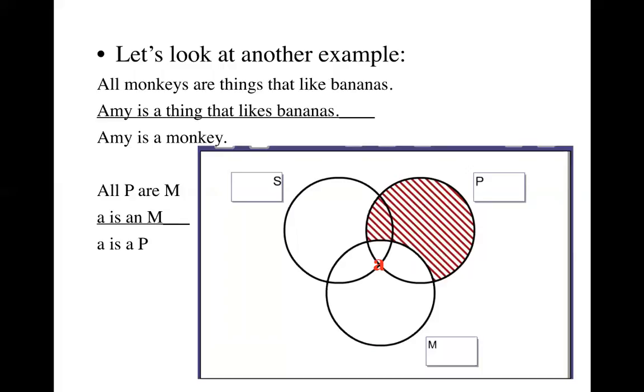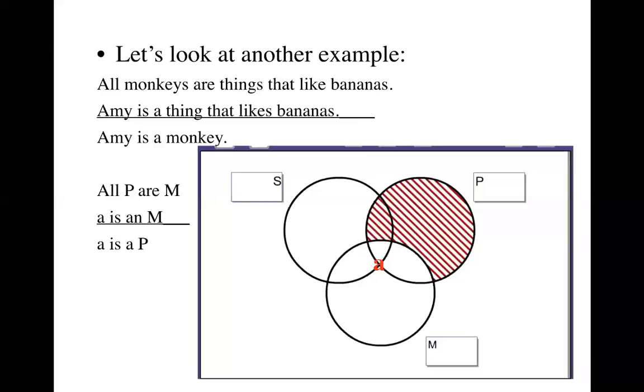Okay, so we'll diagram our universal premise first. We fill in the part for all P are M. So we fill in all the parts of P that are not also part of M, because we know that all P are M, so there's nothing relevant to us in the P circle that's outside of the M. Then we have to place the A for "A is an M." But the whole M circle is not filled in at all, so it could really go anywhere.